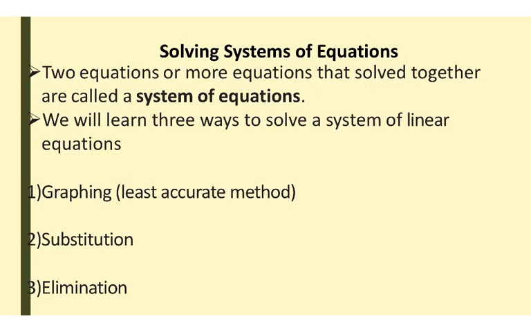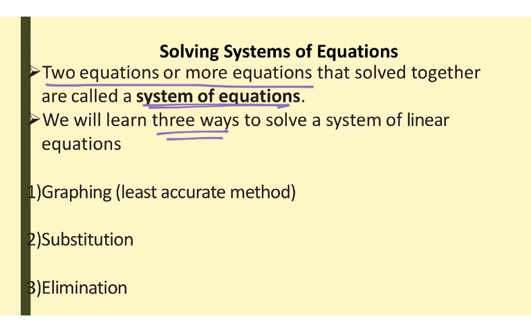Okay, so after this we've got some words that we need to go through and just understand what these ideas mean. So highlight or underline some important things. If we have 2 or more equations that are solved together, we call it a system of equations. So you've learned how to do that before. We are going to this year talk about 3 ways to solve a system of linear equations.